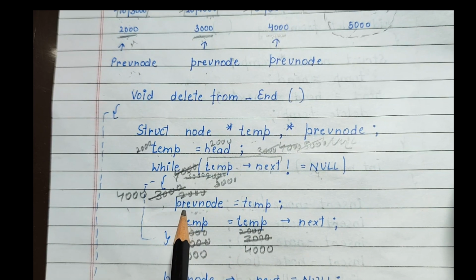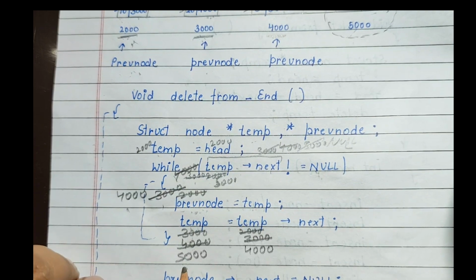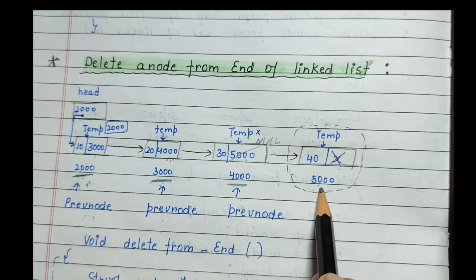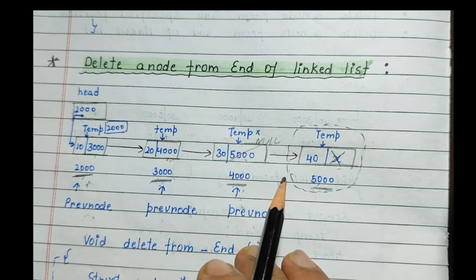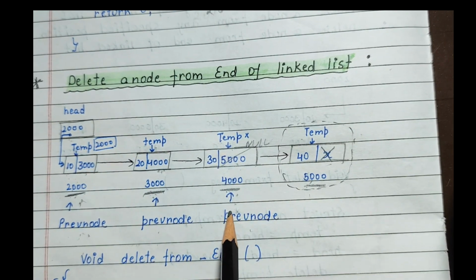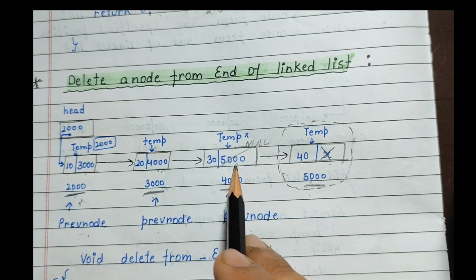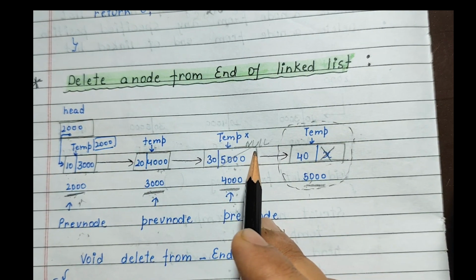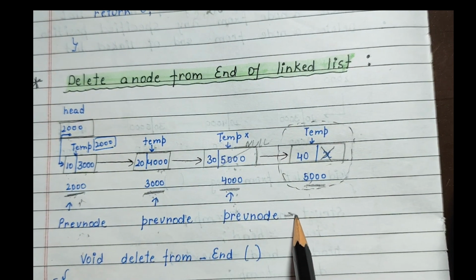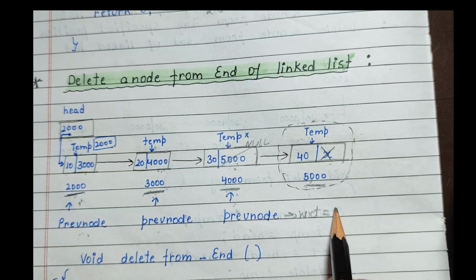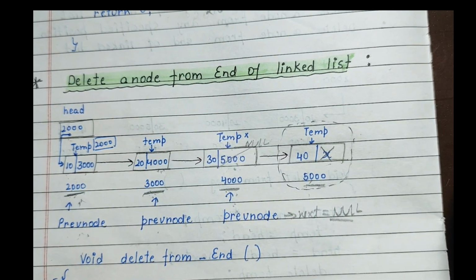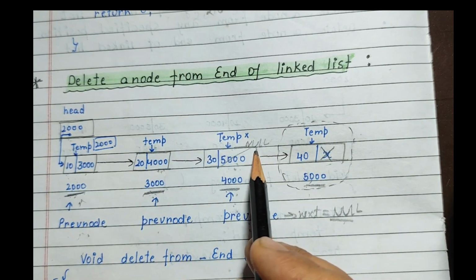So what is the value of previous node? Previous node has the value 4000. What is the value of temp? Temp has a value 5000. It means now temp points to 5000 address, previous node points to 4000 address. Now what do we have to do? Now simply I update this 5000 address with the null pointer. How? I write here previous node of next is equal to null. When I write this statement, here null is updated.